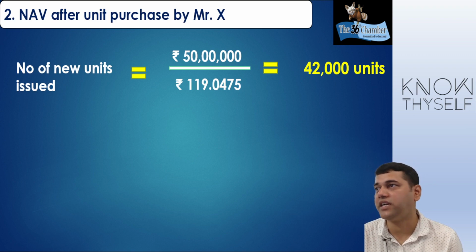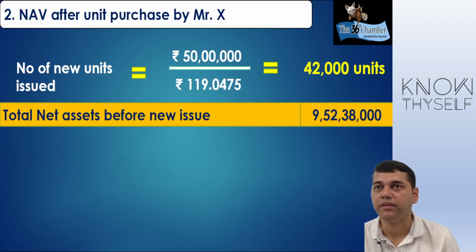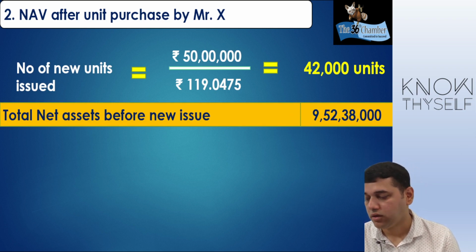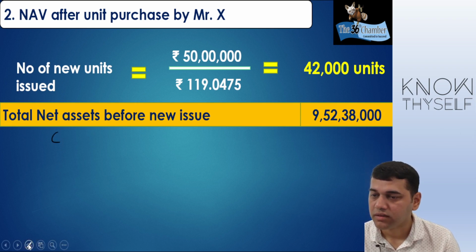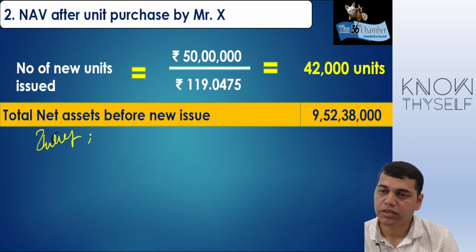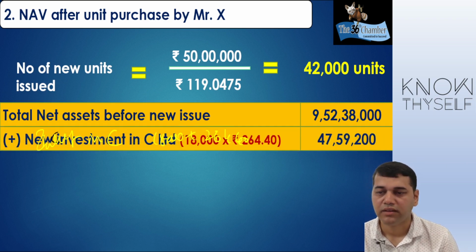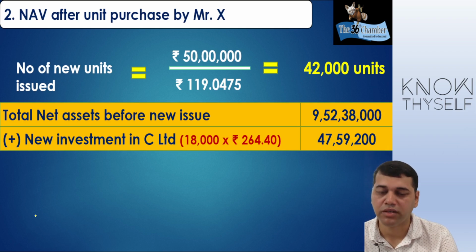Earlier it was only no cash in hand, only five types of companies. But your composition changed. How? What was the total asset value before your acquisition? Before he paid, 9 crore, 52 lakhs, 38,000. Now, how much investment did you do in C? 18,000 shares into 264.40. Investment in C, 18,000 number of shares into 264.40, 47 lakh 59,000. And how much is your cash in hand now? Balancing figure. 50 lakhs minus 47 lakh 59,000.